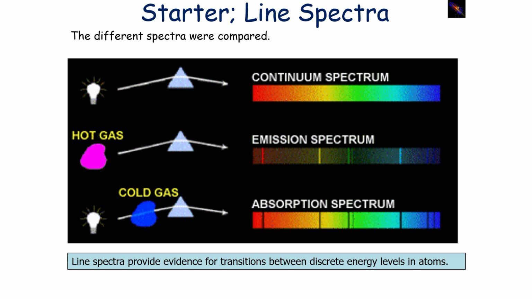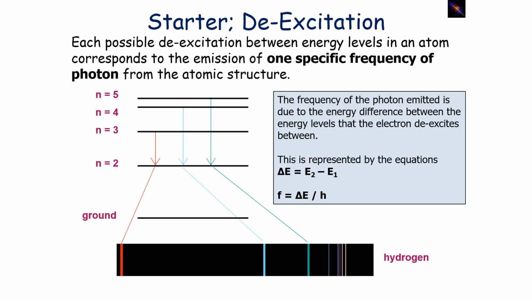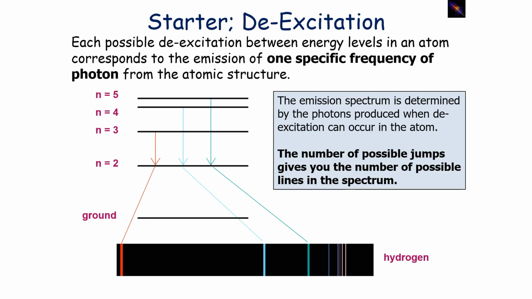Line spectra provide evidence for the transition between the discrete energy levels in atoms. So let's consider how they work. So what happens is when de-excitation occurs, the electrons drop their levels, they will release a photon of a certain energy which is equal to the energy level differences, and that can then form a line on your emission spectra. Now the number of possible jumps downwards gives you the number of possible lines in the spectrum. So it's an important idea to note that the number of lines in the spectrum tells you the possible jumps in the energy levels of an atom.